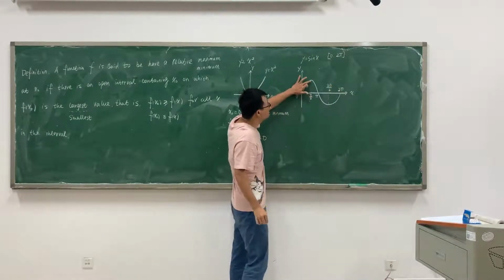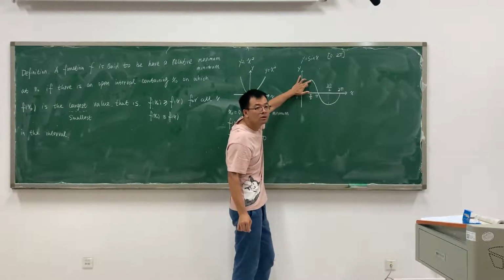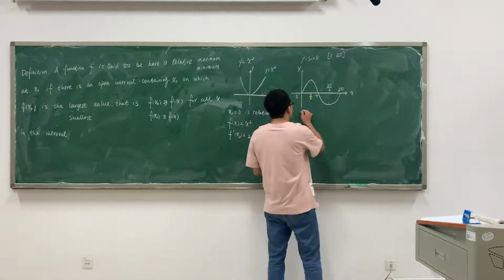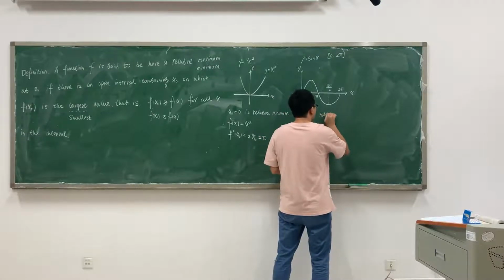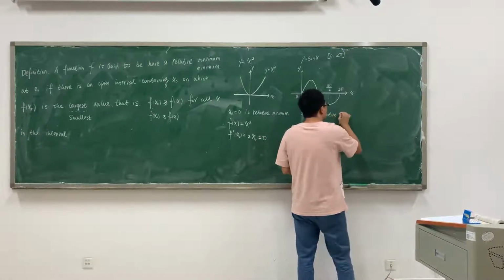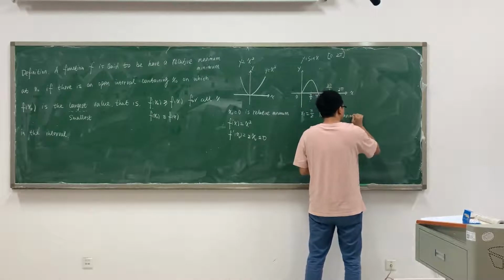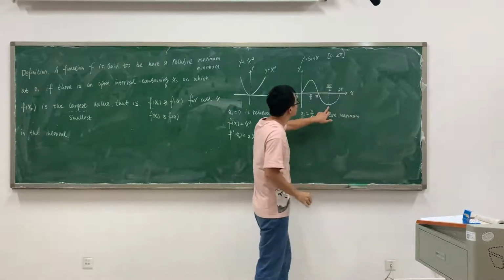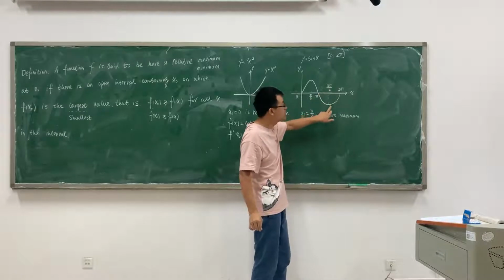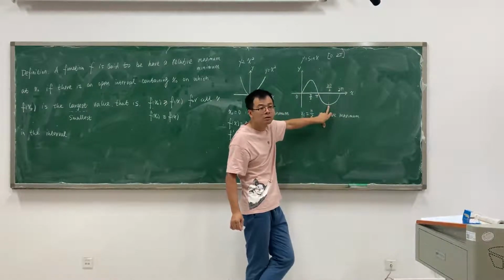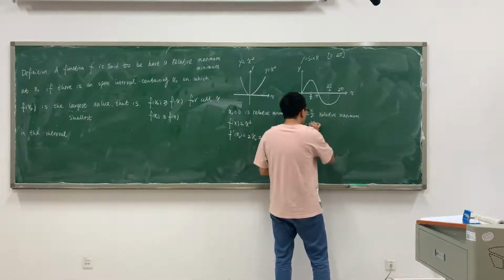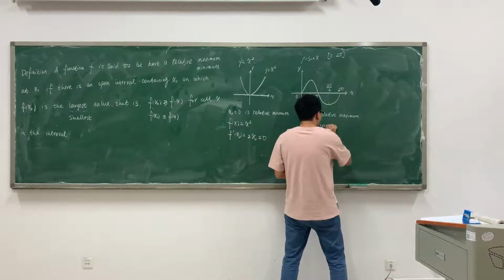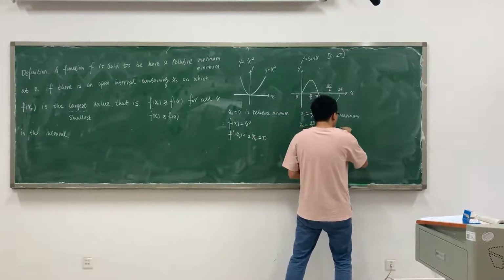So this point actually is the relative what? Relative maximum. So x1 equal to 1/2 pi actually is the relative maximum. And the second point, 3 pi by 2, this point actually is the relative what? Minimum. So x2 equal to 3 pi by 2 actually is the relative minimum.